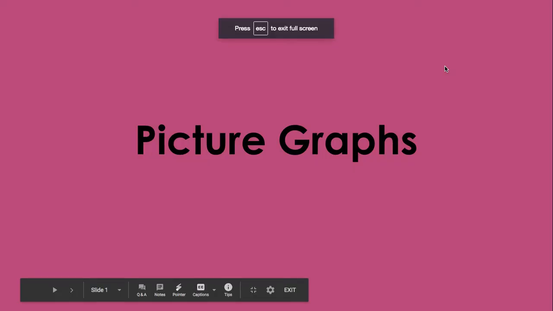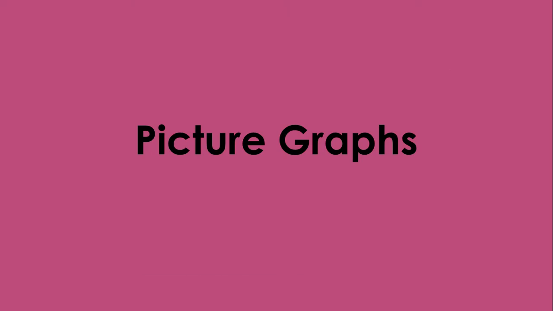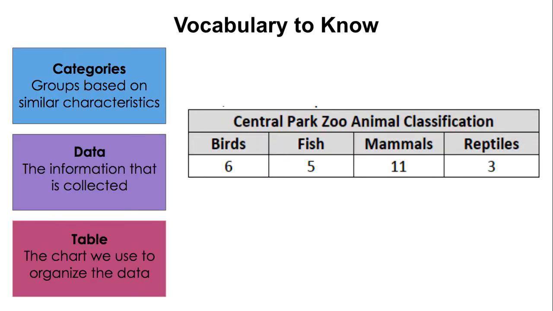All right, second graders, welcome to week 6. We're studying graphing, and our first topic is picture graphs, as you can see up on my screen. In order to study picture graphs, we need a couple of vocabulary words to understand the information that we're looking at. The first word is categories.